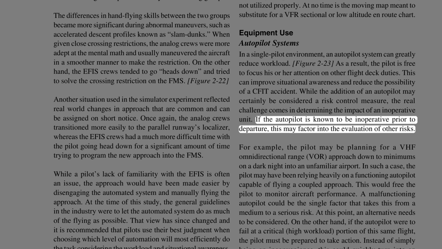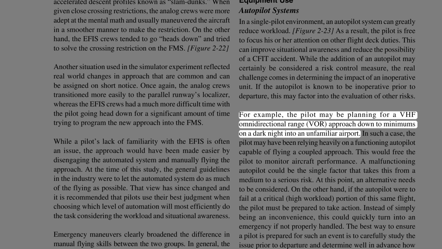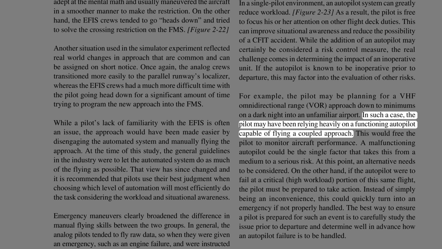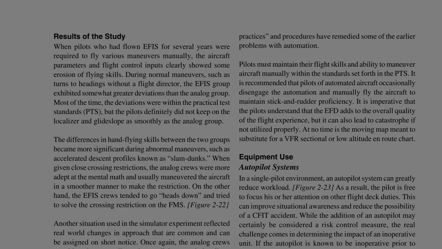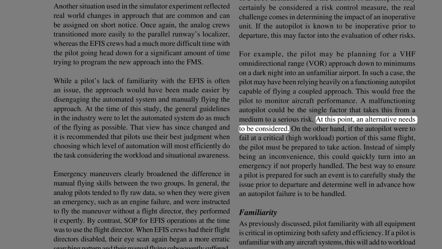If the autopilot is known to be inoperative prior to departure, this may factor into the evaluation of other risks. For example, the pilot may be planning for a VHF omnidirectional range (VOR) approach down to minimums on a dark night into an unfamiliar airport. In such a case, the pilot may have been relying heavily on a functioning autopilot, capable of flying a coupled approach. This would free the pilot to monitor aircraft performance. A malfunctioning autopilot could be the single factor that takes this from a medium to a serious risk. At this point, an alternative needs to be considered.